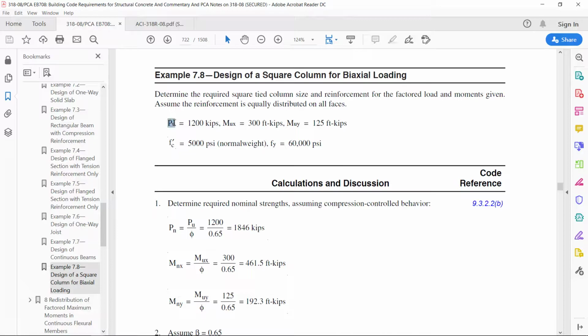The ultimate load is 1200 kips. Ultimate moment in x direction is 300 kip feet. Ultimate moment in y direction is 125 kip feet. F'c is 5000 and Fy is equal to 60,000 psi.